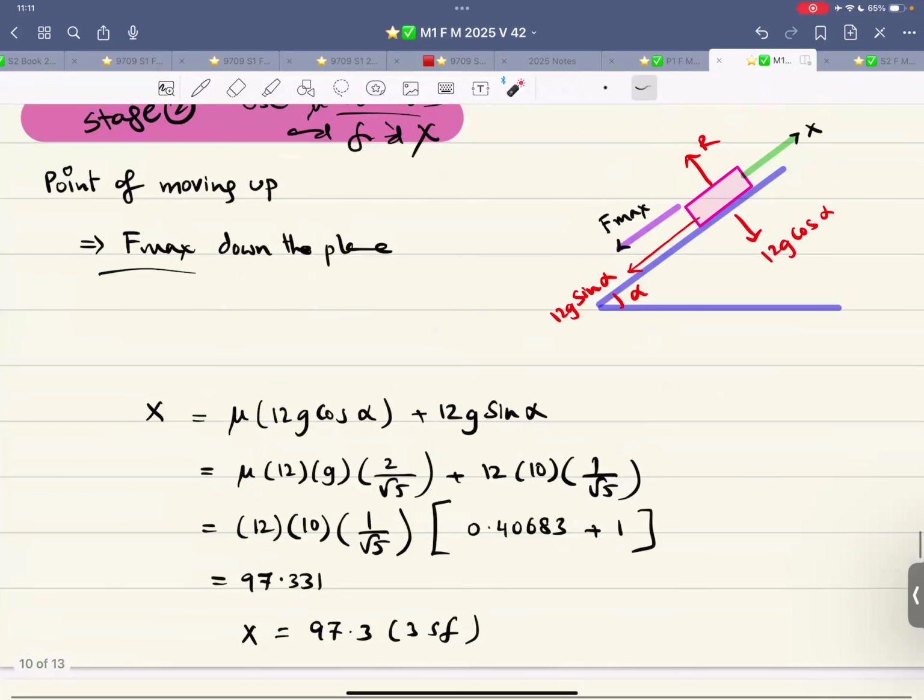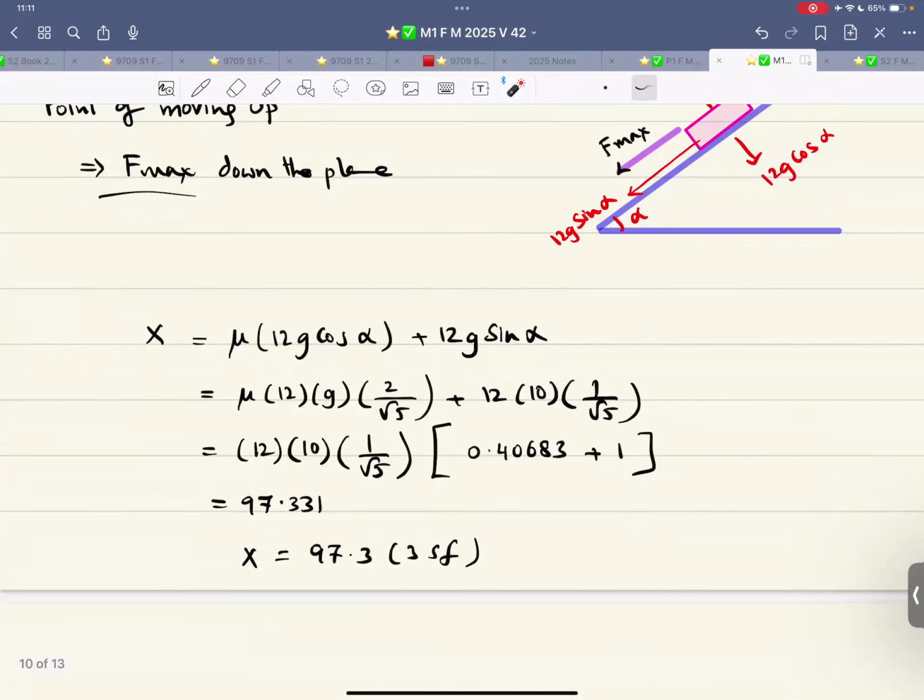So now what is happening? This thing is down, this thing is down, this thing is up. R is mg cos alpha, F max is mu R. And over here, I have done a bit more of working just to show what to take common. So mu 12, g 2 over root 5, 12, 10, 1 over root 5. So what have I taken common? So I have taken these things common. So therefore, this is 12, this is g, this is root 5, this is 12, this is g, g is this thing. And let me write this thing as 10. Okay, so this is 10 over here.